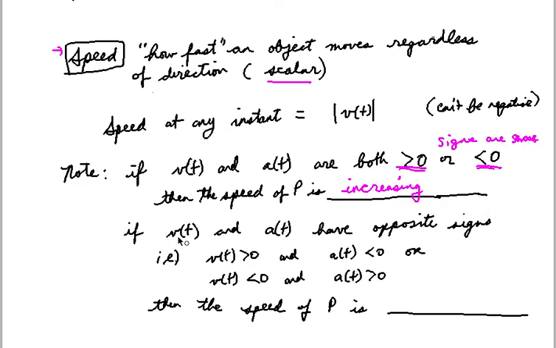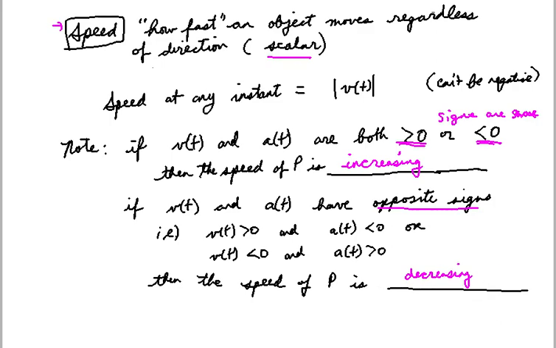However, if they have opposite signs, for instance, if v is positive and a is negative, or v is negative and a is positive, then the speed of p is decreasing. So how fast it's moving is actually going to be decreasing. The rate of change of the displacement of p will be decreasing.